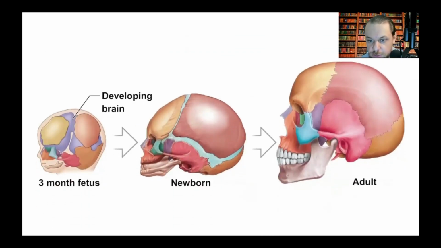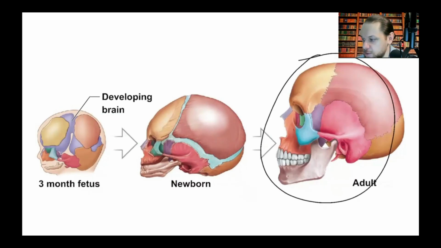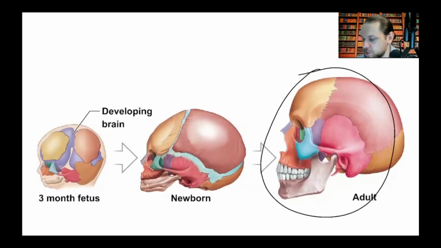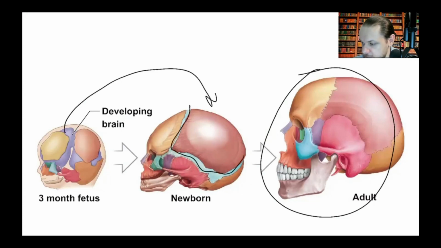So here I was saying, about the fontanelles. In an adult, you see essentially fusion of all the bones: parietal bone, frontal bone, temporal bone, occipital bone. But in the newborn, as the 3 month fetus develops into a newborn, you have these soft connections here.